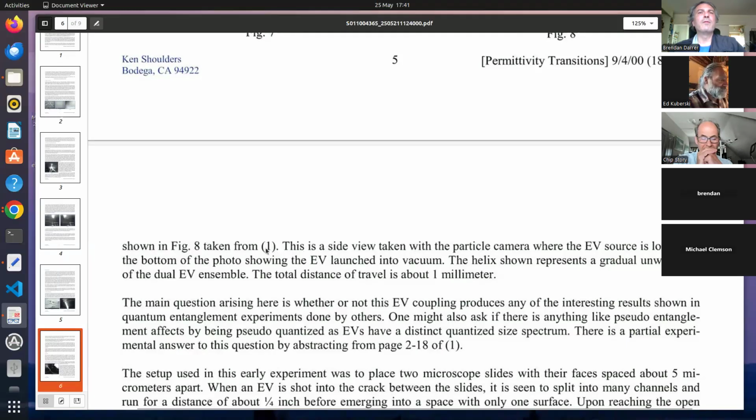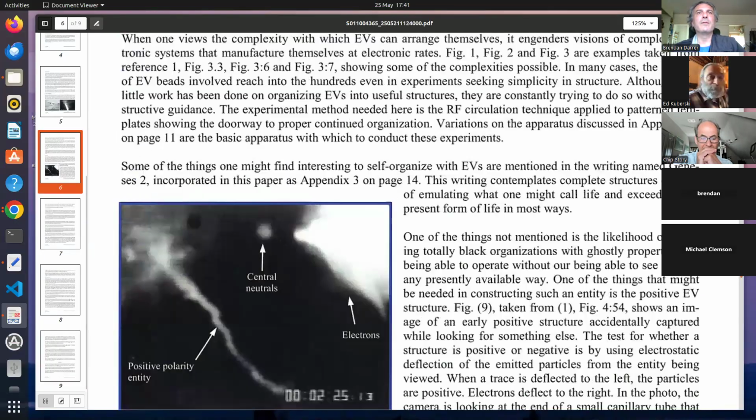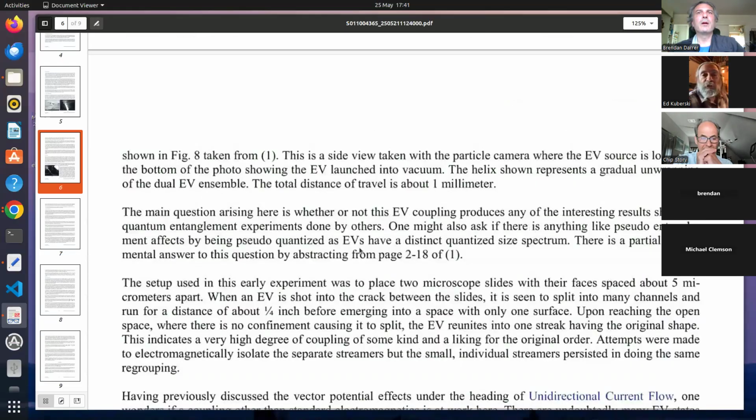Figure 8 taken from reference 1. Let me just quickly go to the bottom and see if the references are at the bottom. No, they're not. Let me just go back. They might be on the other pages that we haven't had, Brendan. Right, so like next week. Taken from 1.